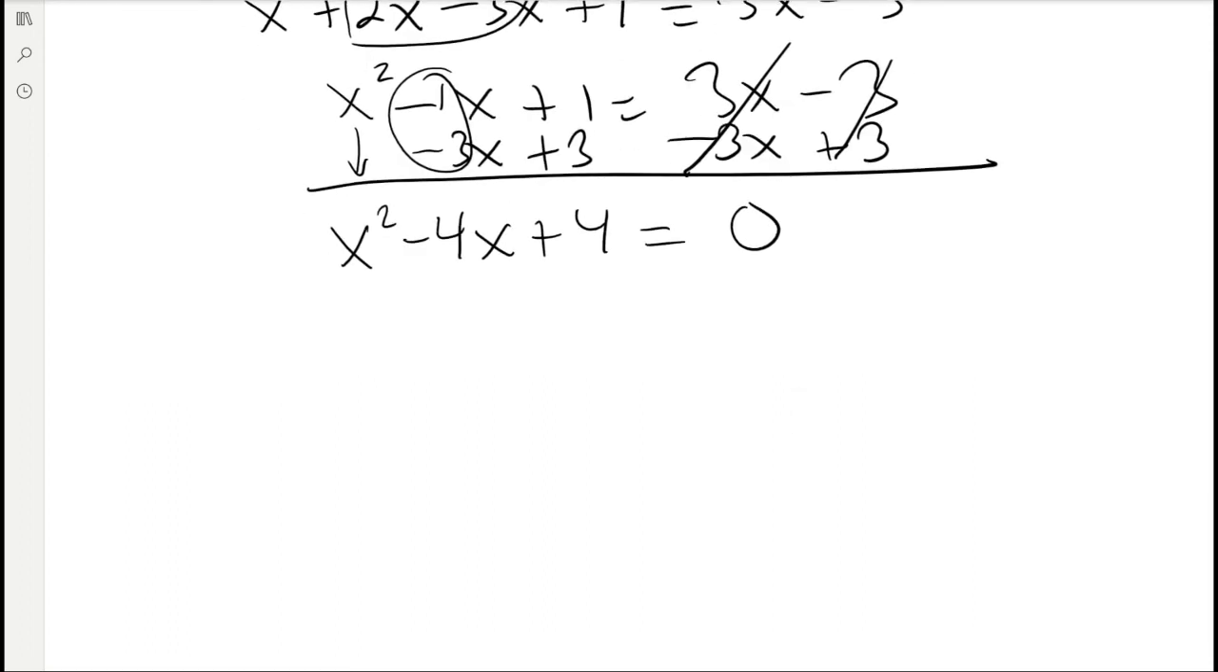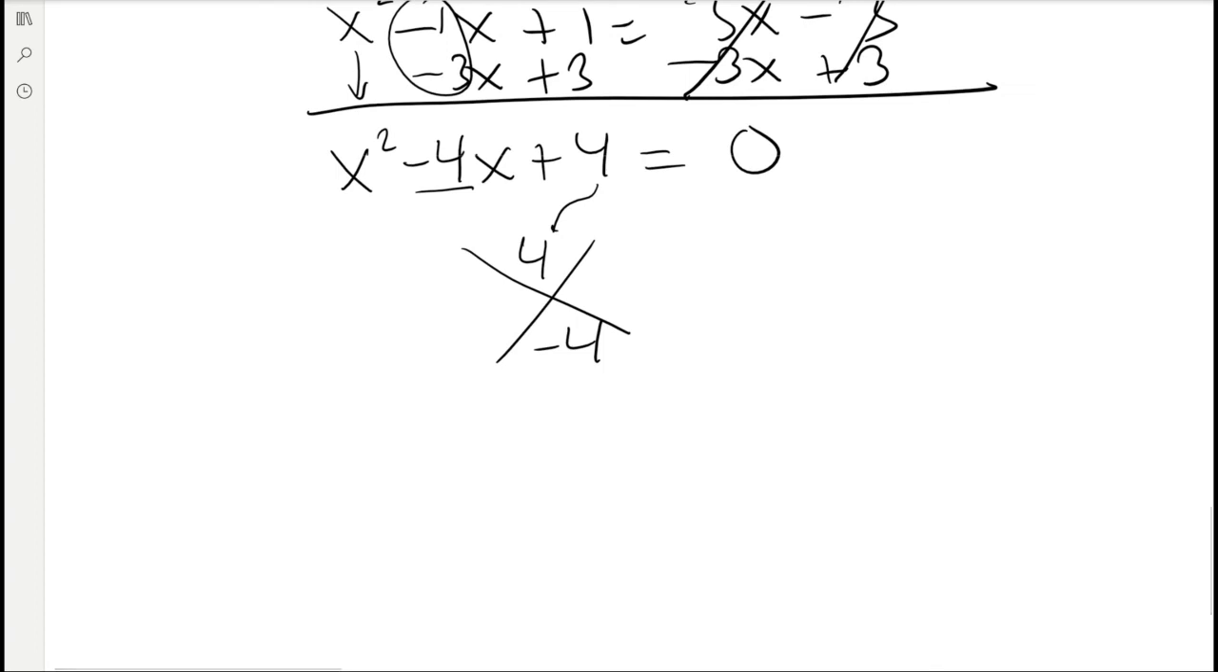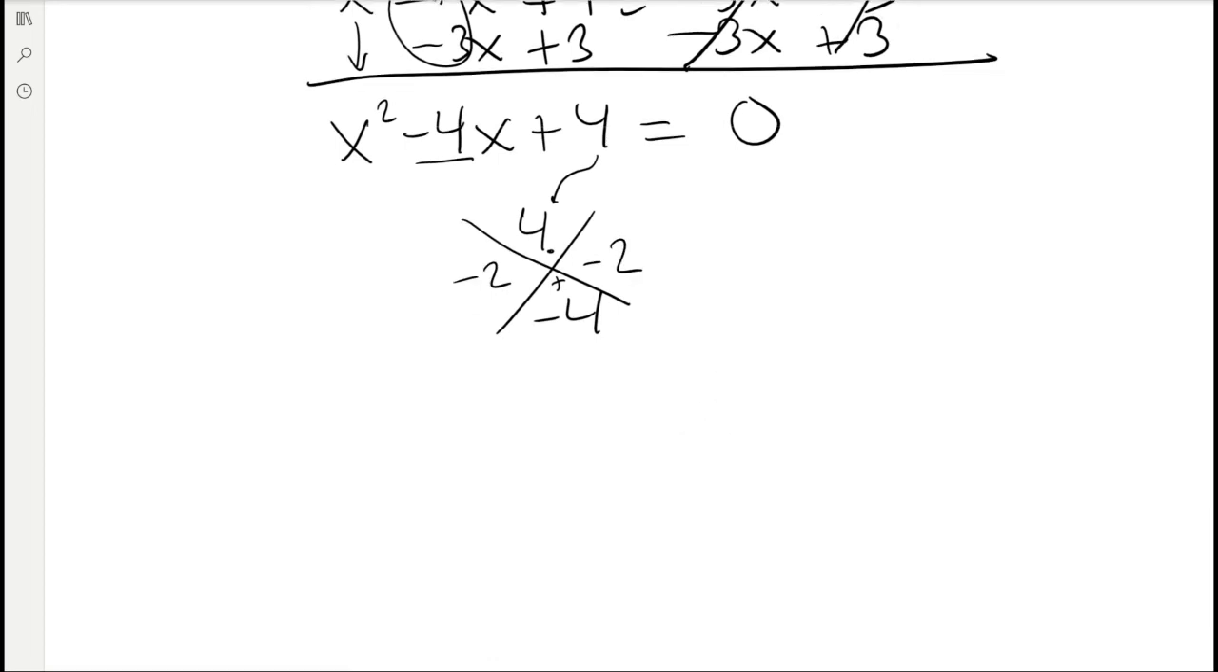We're going to see if this factors using an x table. So we got 4 on top, negative 4 on the bottom. Remember, it has to multiply to 4 but add up to negative 4, which would be negative 2 and negative 2. Which factors to x minus 2 times x minus 2 equals 0.